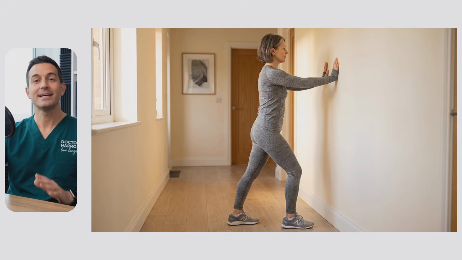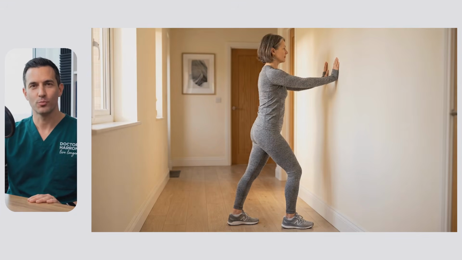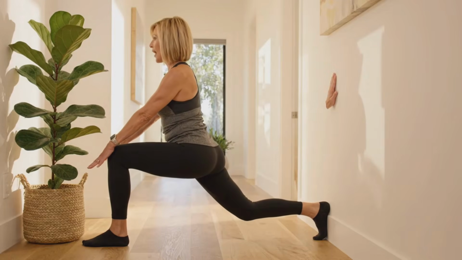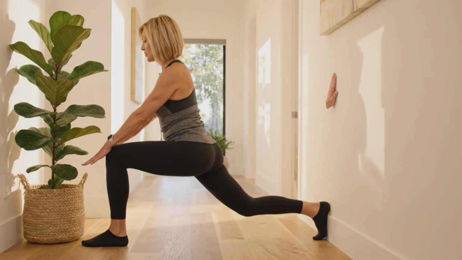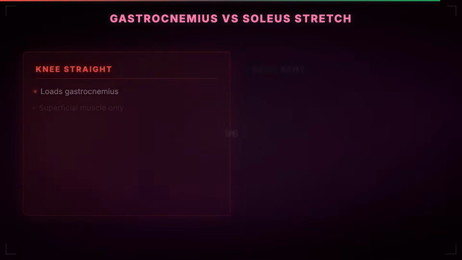3 contexts. Pick the one that matches your body right now. If you can stand comfortably against a wall, face the wall, place both palms flat at shoulder height. Step your right foot back about 2 feet. Here is the critical part. Keep that back heel down and bend the back knee.